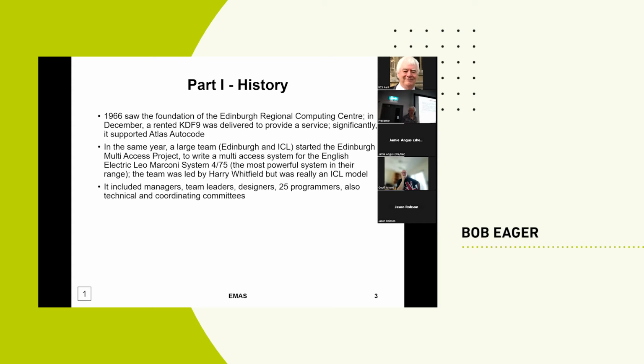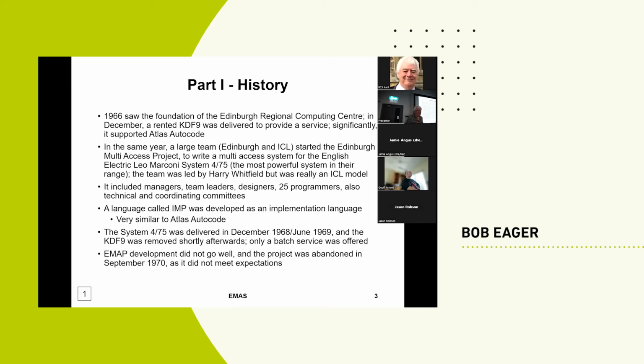The guy who led it was somebody called Harry Whitfield. But the model of the whole team was an ICL project team, or English Electric in those days. This was not a good thing. ICL project teams later on turned out to be quite bad for us. And the most recent one, of course, was the ICL, I forgot what they called it, but they started this project called Horizon, and we know where that went. So it had managers, team leaders, designers, 25 programmers, technical and coordinating committees, and you can sort of see where that was going. It wasn't, basically.